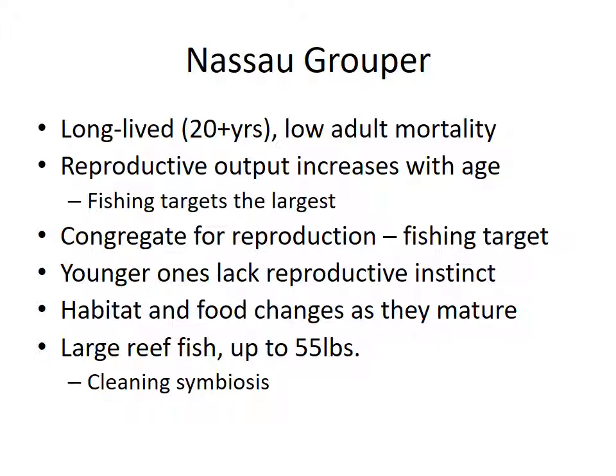We know with the Nassau grouper, it goes through multiple different habitats and foods as it matures, and it can live in a variety of areas, which all will need to be protected to protect the species well. It is a large coral reef fish, and it grows up to 55 pounds. It is part of one of my favorite things to talk about, the coral reef cleaning symbioses.